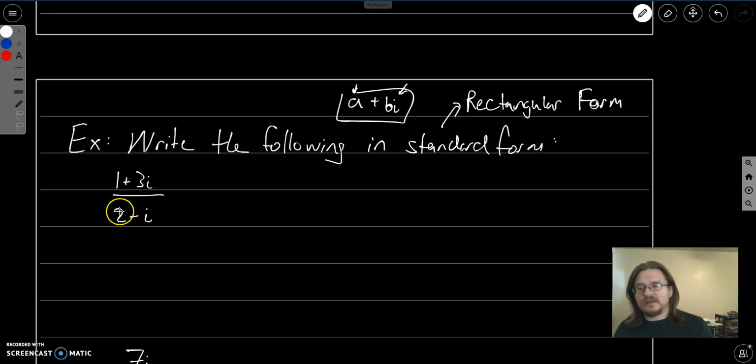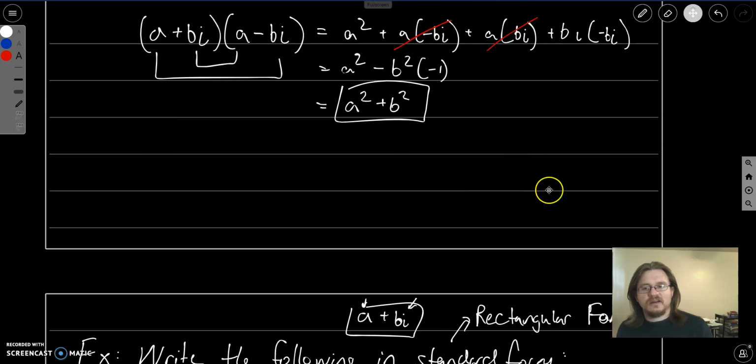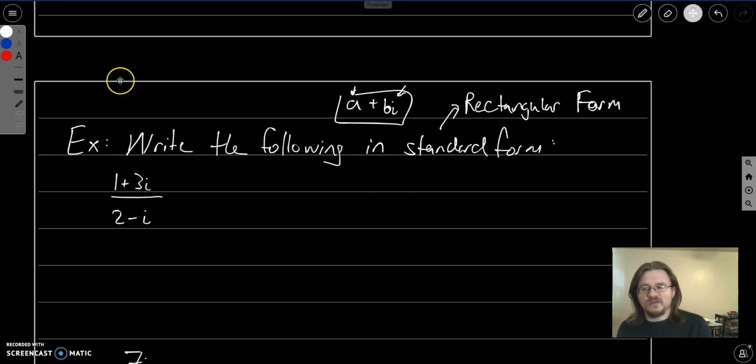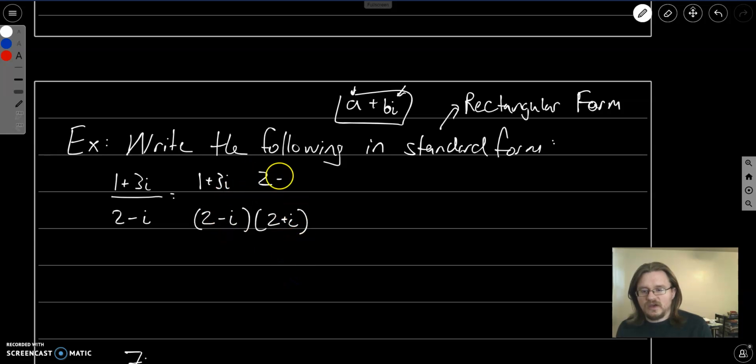And the thing is, on the bottom here, I've got my 2 minus i, and that makes this hard to work with. But you know what? If I multiply by conjugates, I can make numbers real. So here, when I see 1 plus 3i over 2 minus i, I'm going to take the top and the bottom, and multiply by the conjugate. Whatever I do to the top, I have to do to the bottom, just to keep everything equal.